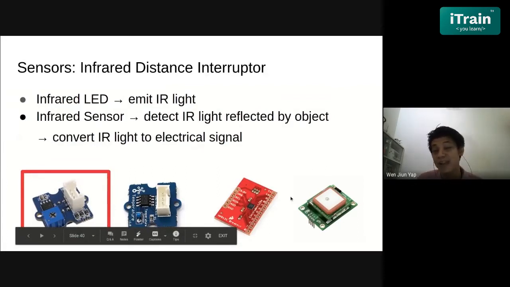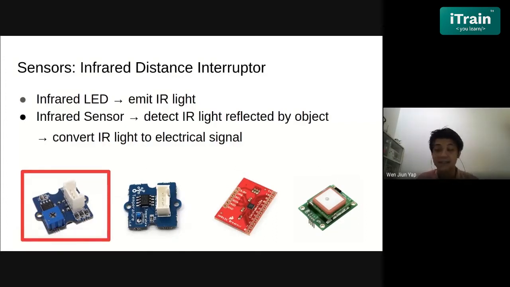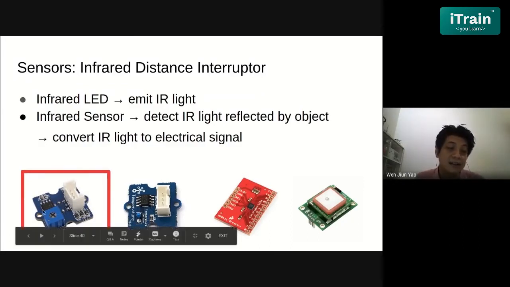Some of them you probably can't tell what they are. For example, the third one. I looked at it for quite long before I noticed this is a touch sensor. Let's go back to the first sensor. The first sensor is an infrared distance interrupter. It's actually quite simple to understand. You can see it, so that you understand how a sensor works.